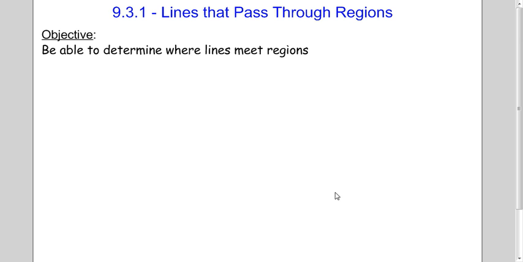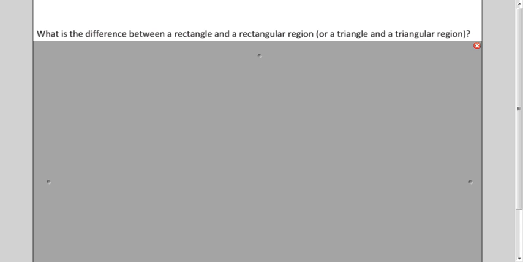Hello class, in this lesson we're going to look at where lines meet regions. So as a vocabulary warm-up, what's the difference between a rectangle and a rectangular region? There are similar terms, but there is a difference. It's similar for triangle and triangular region.